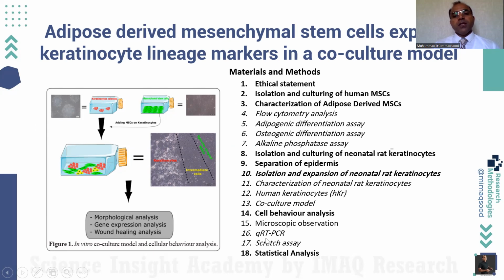You can say about 18 steps, 18 methodologies we applied, from collecting the ethical statements and approvals to isolating the cells, to doing analysis, developing different models, using one model as a base, and then doing a comprehensive analysis on what is happening, what kind of cell lineage they are expressing, and then a statistical analysis. It was about 2.5 years of research work. We generated a lot of data, and from that data, we published one conclusion.